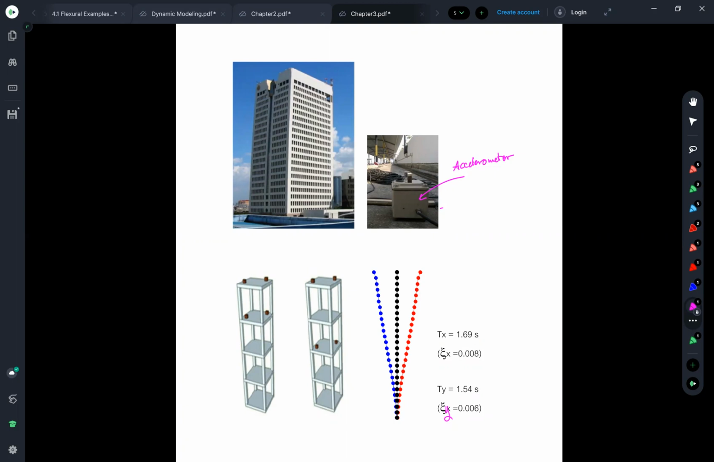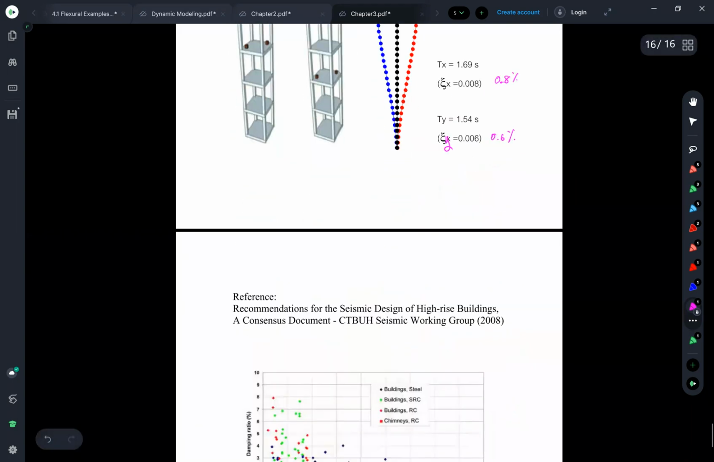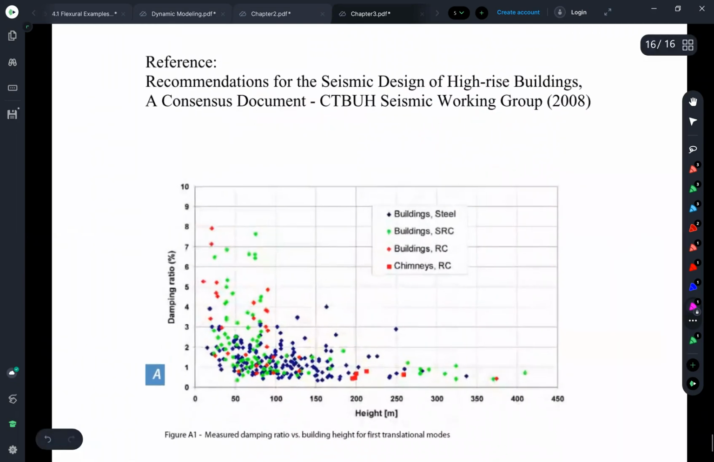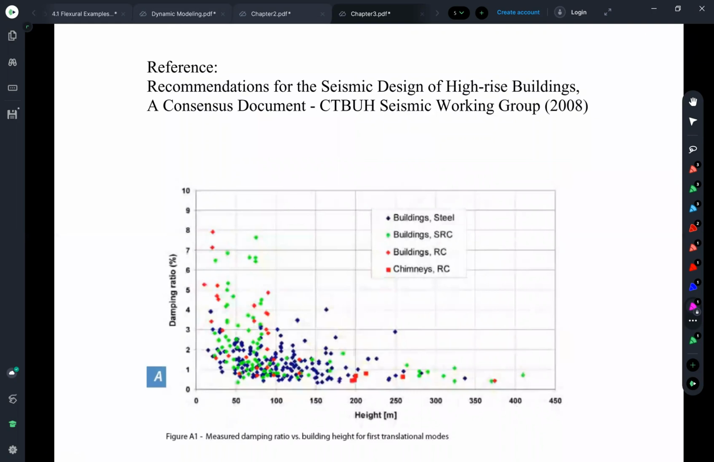0.008. That is 0.8%, right? This is 0.8%, and this is 0.6%, very small. This is a real building, one of the real buildings in Bangkok. But if you look at the real measurement of the building, I'm not so sure in European countries. From the reference, I think it's most of the buildings in the UK, Germany, in France, maybe.